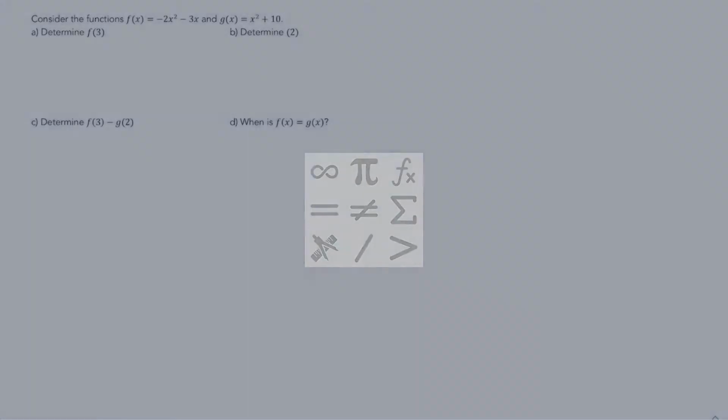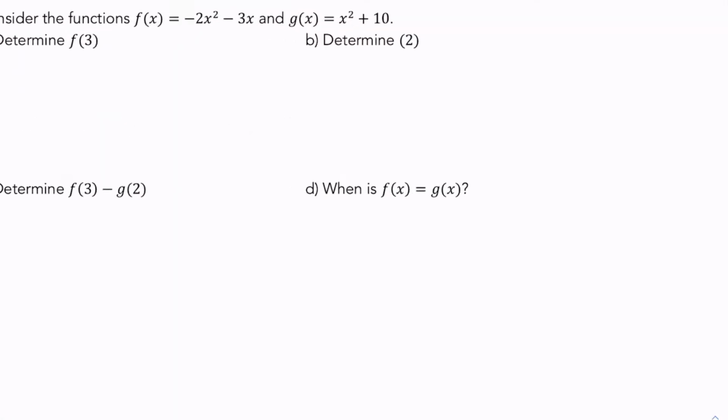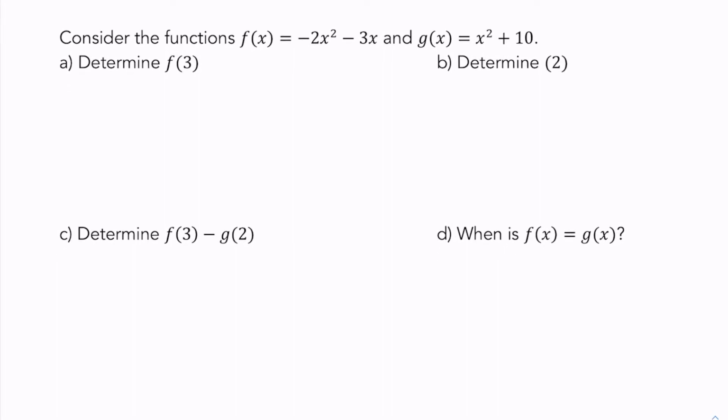Here we want to look at some more advanced, or not advanced, but slightly more complicated functions. And I regret there is a mistake here. There should be g of 2. Let's do f of 3. So f is given by this function here. G is given by this function here.